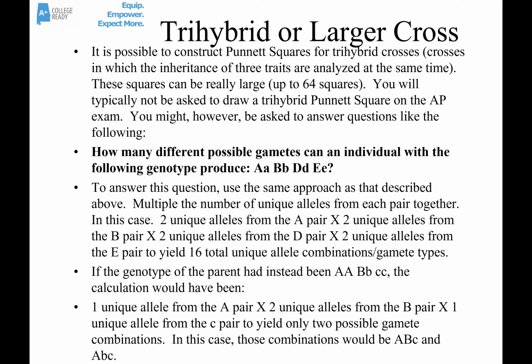So first of all, how many different gametes, possible gametes, can an individual with this genotype produce? Well, we're going to do this exactly the way we did it with our dihybrid cross. Look at each pair of genes. So for the A's, there's two possibilities, big A or little a. For the B's, two possibilities, big B or little b. For the D's, two possibilities, big D, little d. And for the E's, also two possibilities. So to determine the total number of possible gametes, we're going to multiply the possibilities at each gene pair. So 2 times 2 times 2 times 2. So there are 16 possible gametes that this particular organism could make.